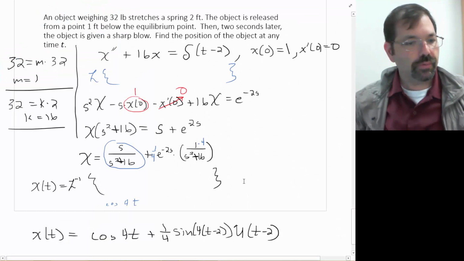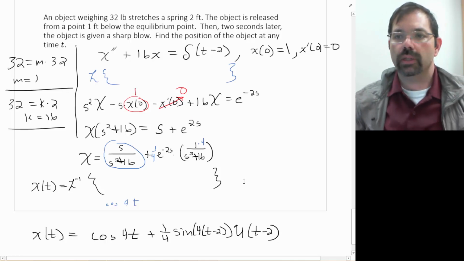All right, so that concludes what we need from dealing with the Dirac delta function.